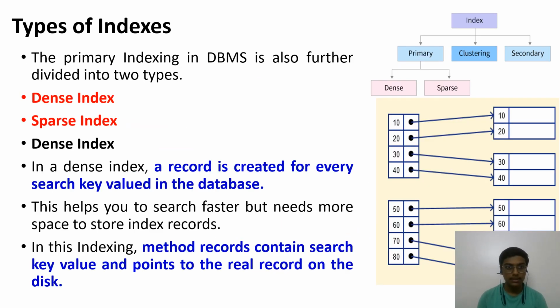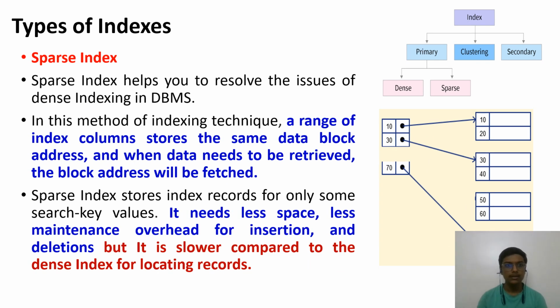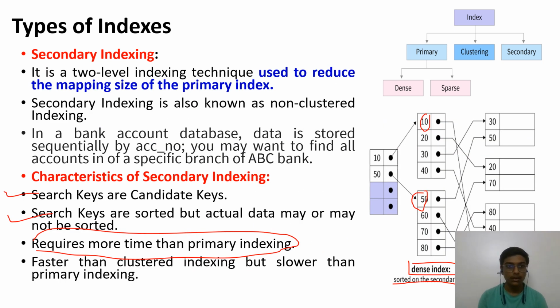Types of indexes, that is the dense index and sparse index. Dense index: a record is created for every search key value in the database. So that is the dense index. And sparse index is, in this method of indexing technique, a range of index columns stores the same data block address, and when data needs to be retrieved, the block address will be fetched. These are the types of indexes.